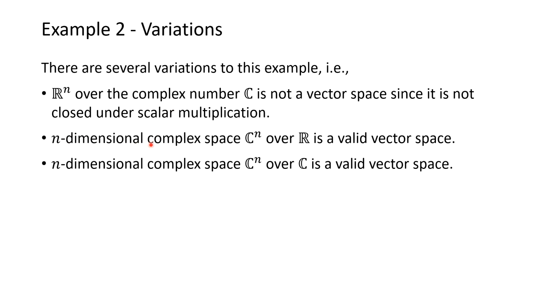We can take n-dimensional complex space, which I represent here as C to the n, over the real numbers, and that's a vector space. So the scalars are real numbers, but when you multiply a vector comprised of complex numbers by a real number, you still get another complex vector. And the other possibility is taking the n-dimensional complex space over the complex numbers, and that also works. So these two are not the same, but they are both valid vector spaces.